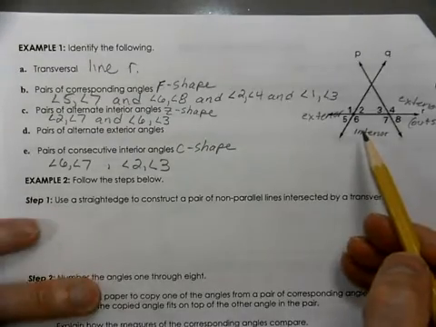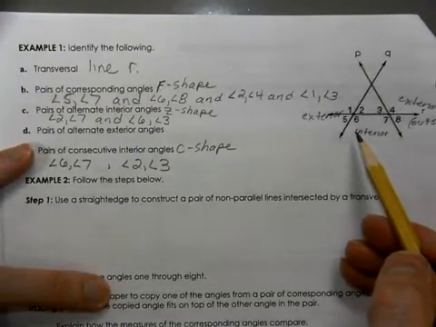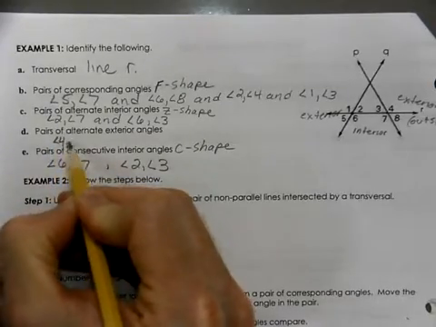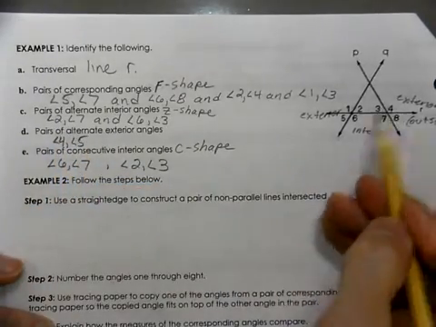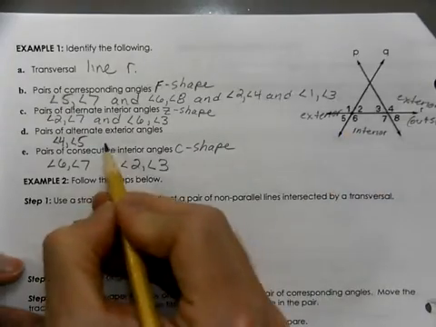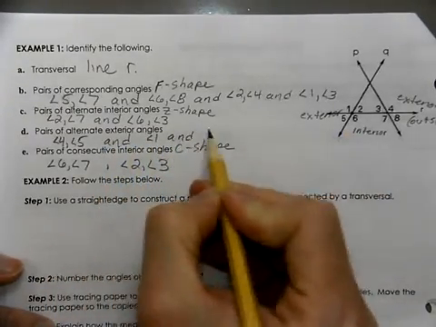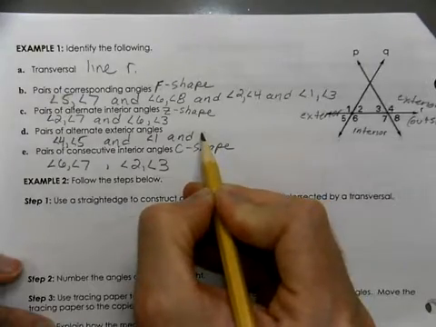So if these are exterior, alternate exteriors, then we talk about angle 4 and angle 5. Angle 1 and angle 8.